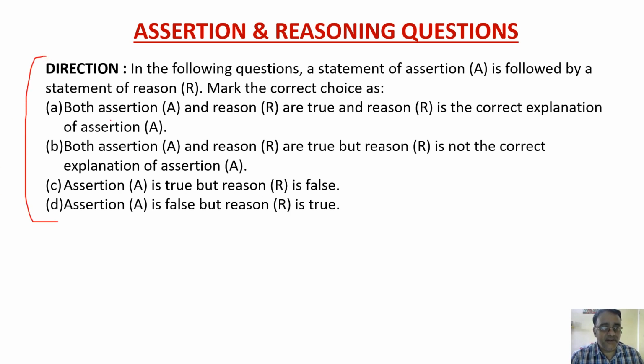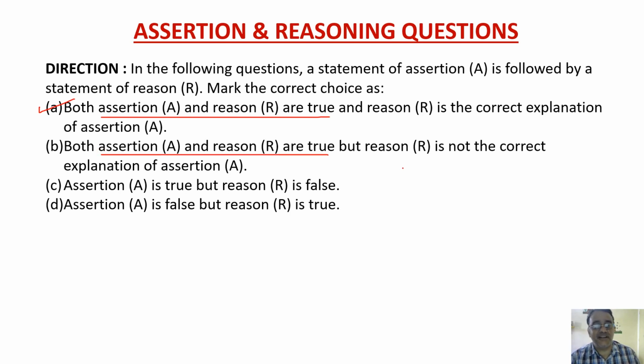If assertion and reason both are true, and reason is the correct explanation, then you have to go for A bit. If both are correct but reason is not the correct explanation, then B. If assertion is true but reason is false, then C bit. If assertion is false but reason is true, then the last one, D bit.